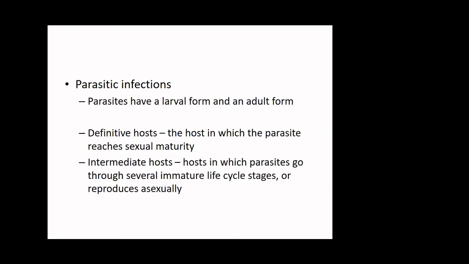Then we have our wonderful parasitic infections. They have a larval form and an adult form, so there are usually two different hosts, one that hosts the larval form and one that hosts the adult form. The definitive host hosts the adult form, the final form, the form in which the parasite reaches sexual maturity. Then the intermediate host hosts the other, immature forms of the life cycle.